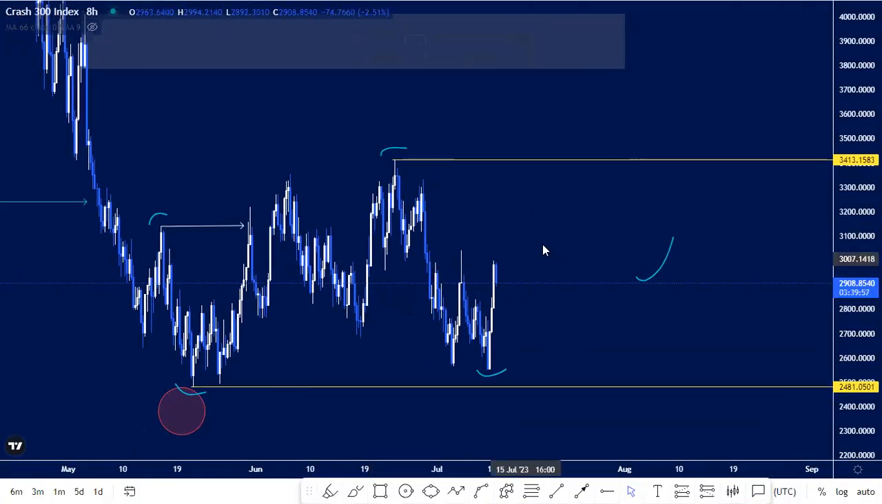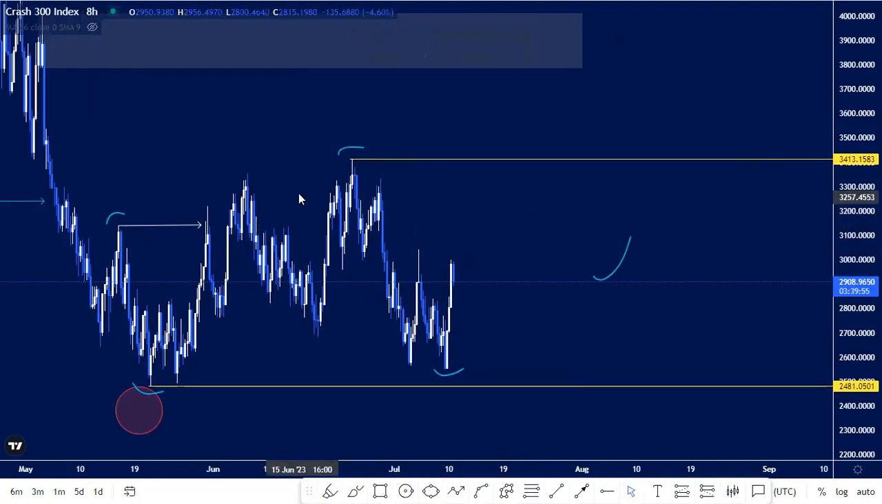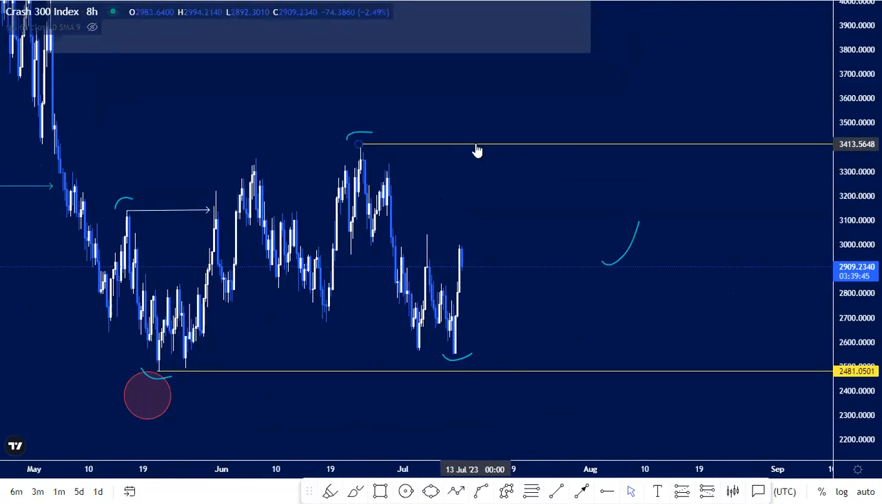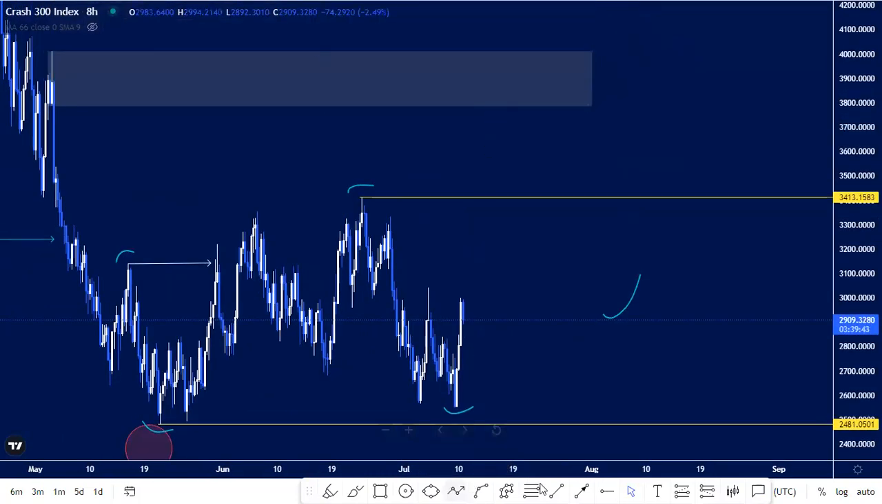Right. So on the 8 hour, we are done. We've gathered almost all the details that we need on the 8 hour. This is the extreme lower low, right? This is the first target that we'll be targeting for our buys. Second target is that level there.